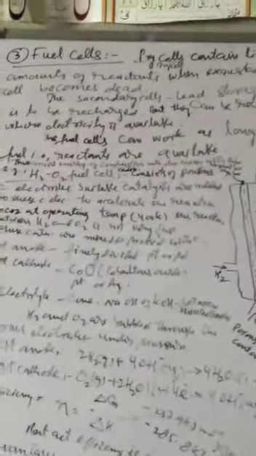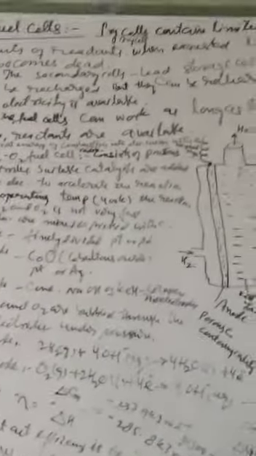Hello students. Today's topic is fuel cells. It's class 12. We have already studied primary cells. You know that primary cells contain a limited amount of reactants. When we use them, these reactants are exhausted and the cell becomes dead and needs to be thrown away.